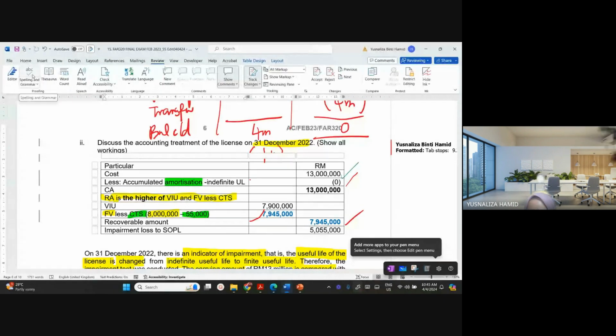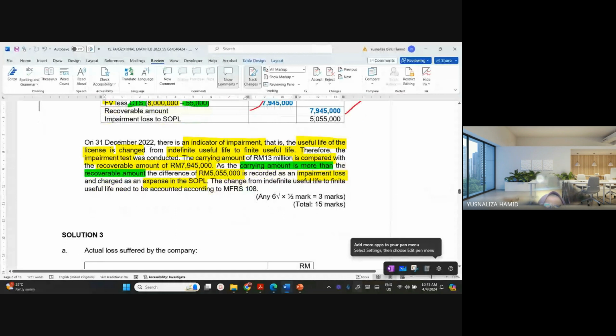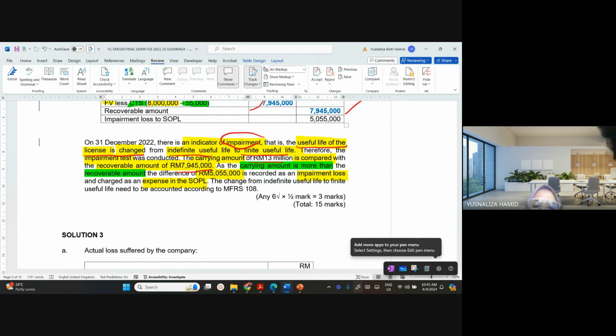So let's look at the answer. So you need to explain the answer here. You have to explain about the impairment. So on 31st December, there is an indicator of impairment. What was the indicator? The reduction of useful life from indefinite useful life to finite useful life. Then you have to mention that the carrying amount of 13 million is compared with the recoverable amount of 7945. Show the workings. How do you get 7945? And here carrying amount is more than the recoverable amount, and therefore the difference of 5055 is recorded as impairment loss. And this is charged as an expense in the SOPL.